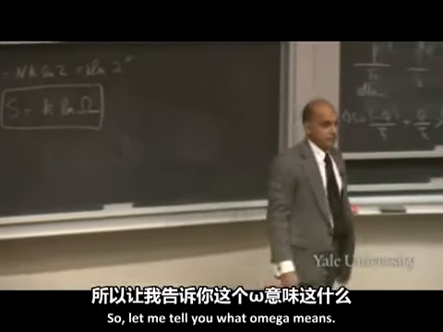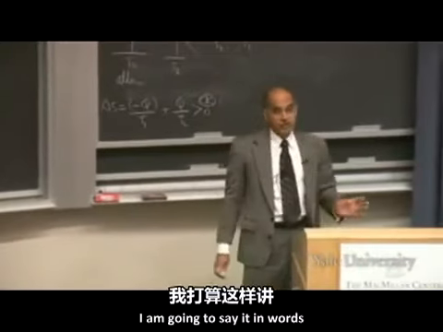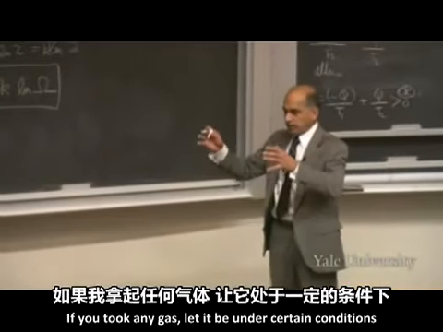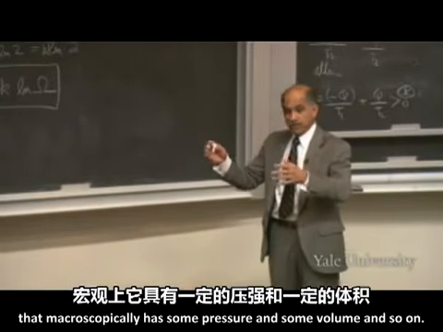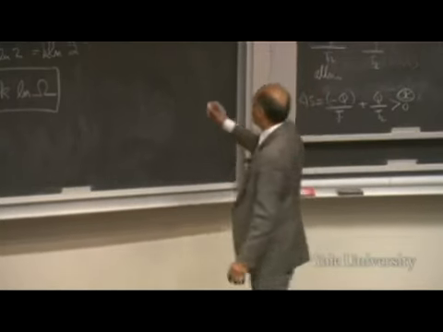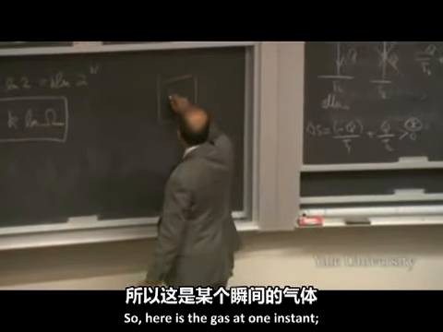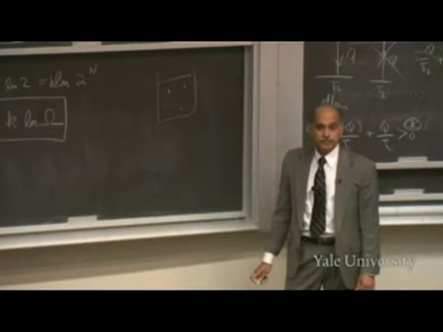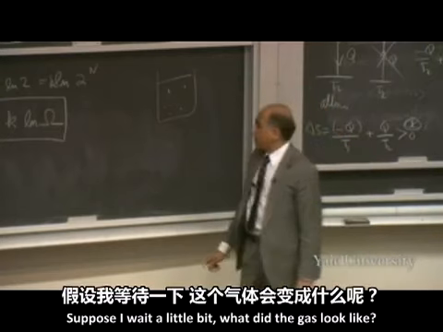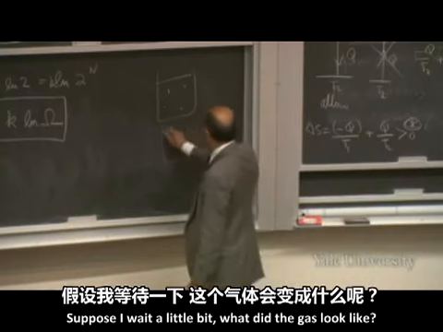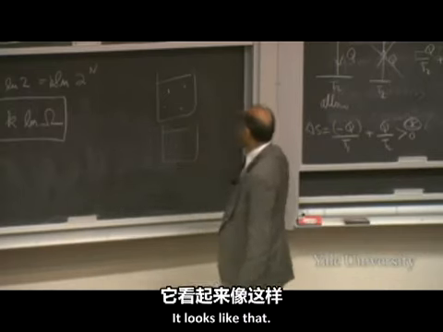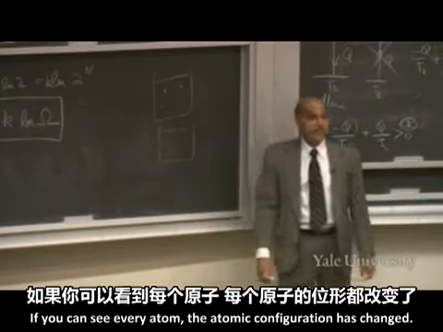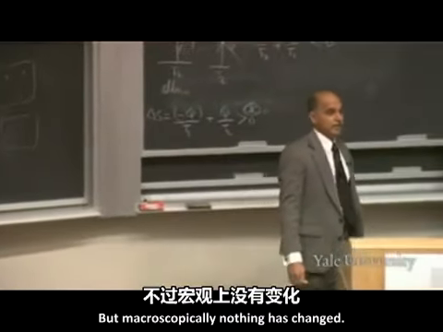So let me tell you what omega means. I'm going to say it in words, then I'm going to apply it to this problem. If you took any gas, under certain conditions that macroscopically have some pressure and some volume and so on, so here is the gas. At one instant, now we believe in atoms, here are these atoms scattered all over the place. Suppose I wait a little bit. What does the gas look like? It looks like that. If you can see every atom, the atomic configuration has changed. But macroscopically, nothing has changed.